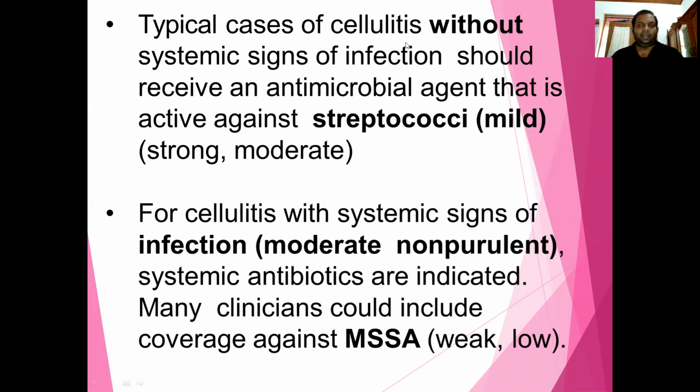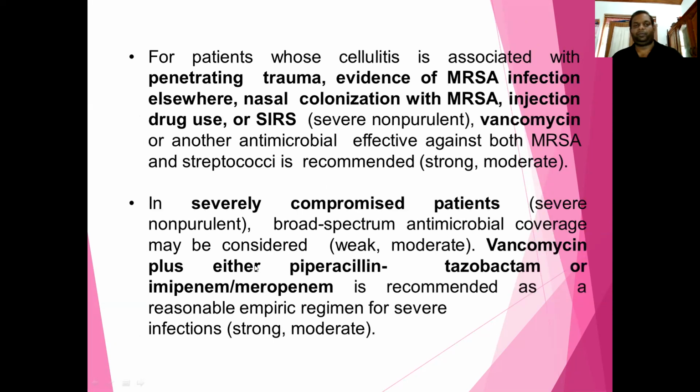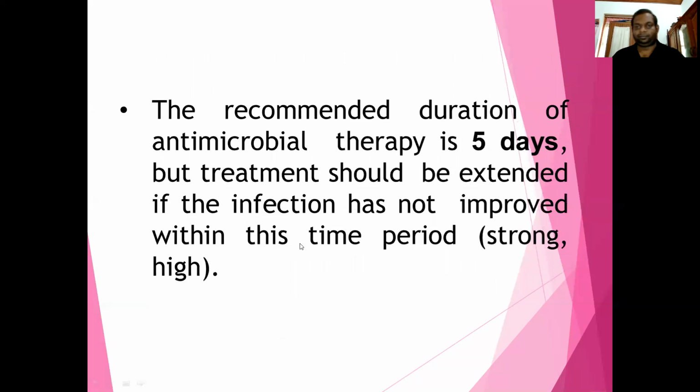So typical cases of cellulitis without systemic signs should receive antimicrobial agents for streptococcal. For cellulitis with systemic signs of infection, we have to suspect MSSA and go for systemic antibiotics. Likewise, different conditions are discussed. In severely compromised patients, broad-spectrum antimicrobials like vancomycin plus either piperacillin-tazobactam, or imipenem or meropenem is recommended. It depends. Okay. These are extracted from the IDSA guideline.